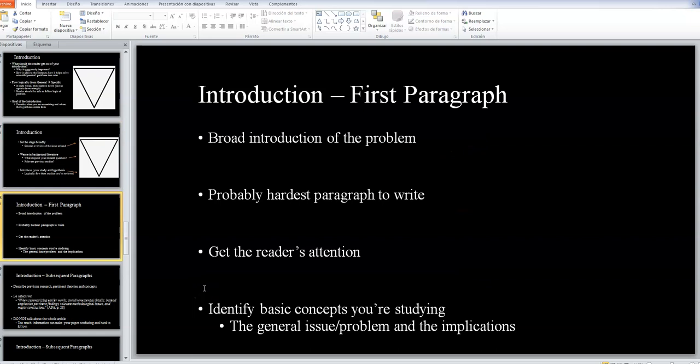Typically, the first paragraph is a broad introduction to the problem. Some people say that it's probably the hardest paragraph to write. I don't think it should be that hard, but well. The main thing is that you want to get the reader's attention. So you want to start off with something that really catches the attention of the reader, and then identify basic concepts of what you're studying.